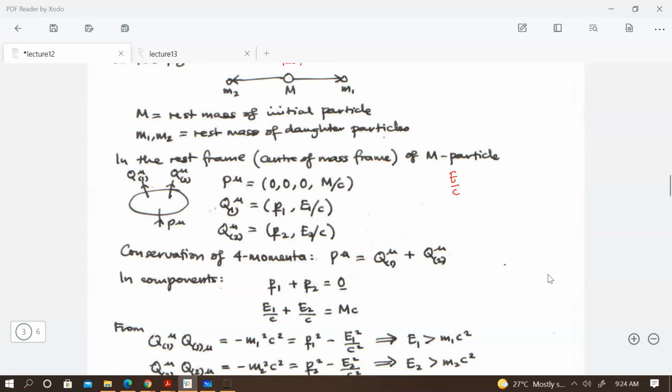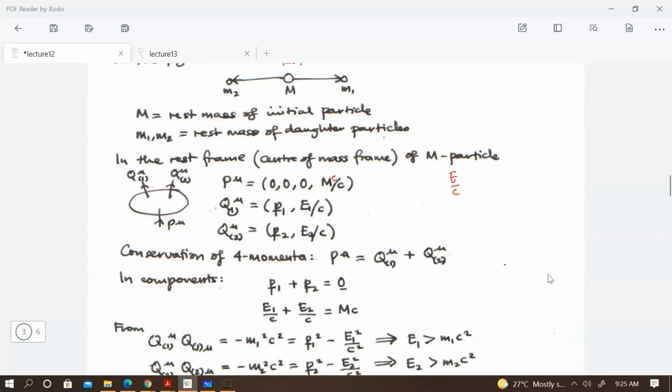The first three components give the ordinary conservation of three momenta. The initial momentum is 0 because it's at rest. This must equal P1 plus P2. Then the fourth component is given by this. So the fourth component of the initial particle will be given by M over c, but let me, okay, probably this is a mistake.